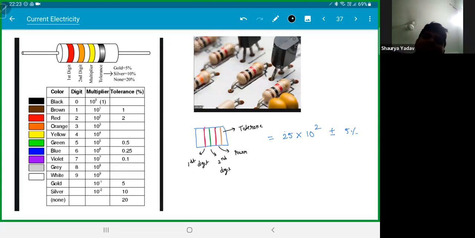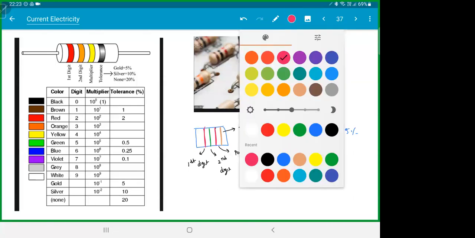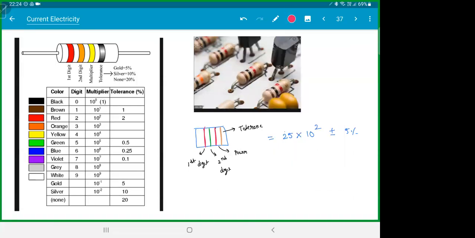What was the first color here? See, gold is on the right-hand side, so the first color is brown. First color brown is 1, then you have black, which is 0, into 10 to the power of red, which is 2. Gold is plus or minus 5%. So this is 1000 ohms, isn't it? Yeah. All got this?